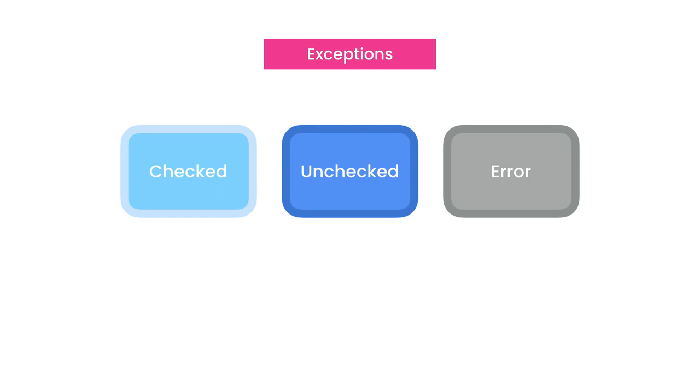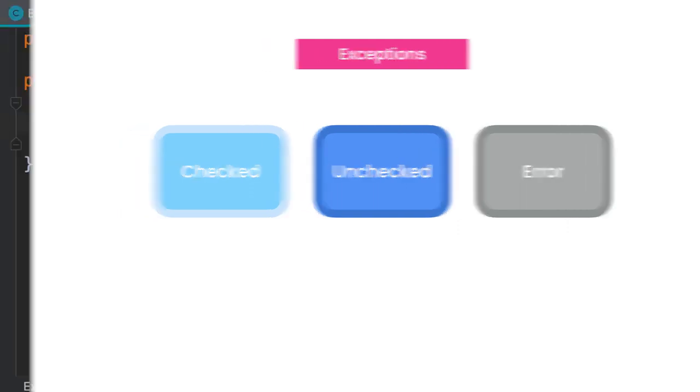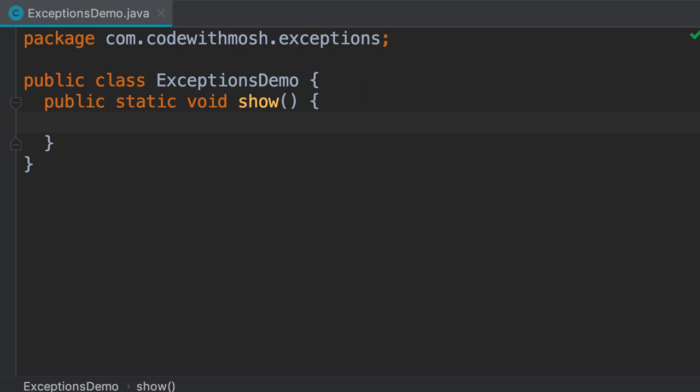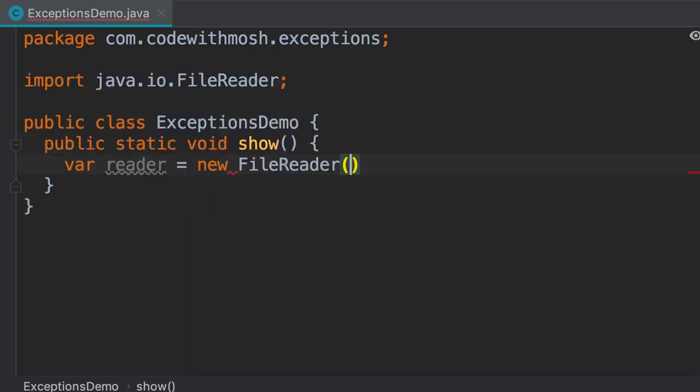Now, the good news is that the Java compiler enforces us to handle these errors. That is why they're called checked exceptions, because they get checked at compile time. Let me show you. Let's create a new file reader for reading data from a file. So reader equals new FileReader, let's say file.txt.